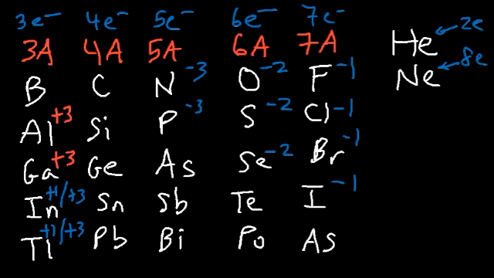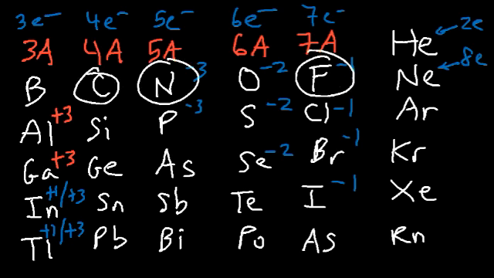And then below neon, you have elements such as argon, krypton, xenon, and radon. The noble gases are chemically inert. They're very stable. They don't really participate much in chemical reactions. So if you get a test question that asks which element is non-reactive: carbon, nitrogen, fluorine, or neon, your answer is neon.